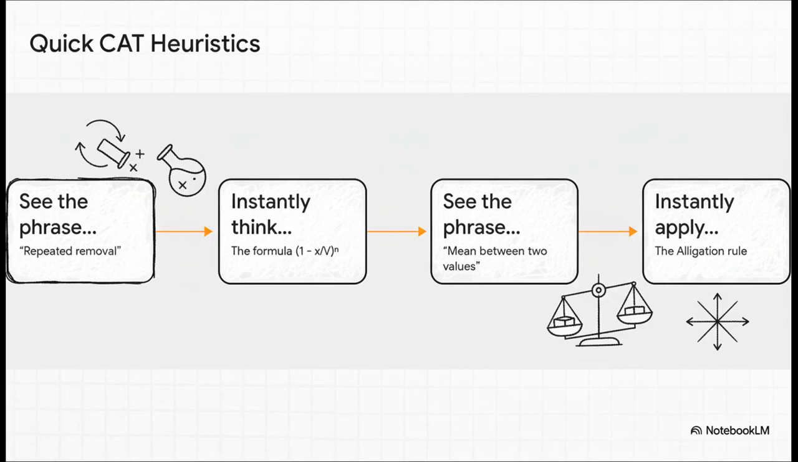You're reading a problem and you see the words repeated removal and replacement. Your brain shouldn't even have to think. It should just immediately go to the replacement formula. You see a problem that's about mixing two things to get a mean value, and you should instantly start drawing out the alligation diagram. This is how you build both speed and confidence for exam day.